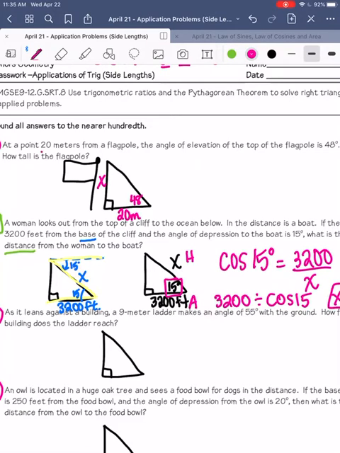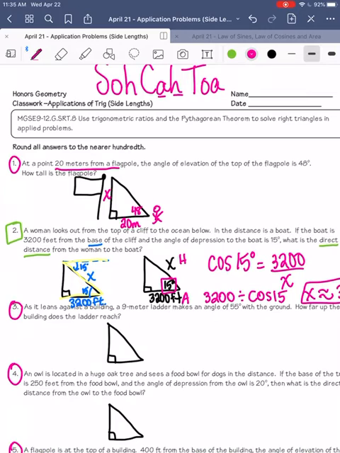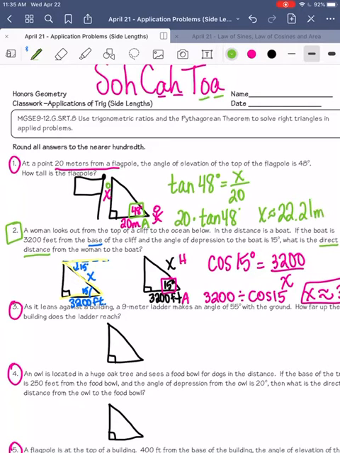The one that I think might have been difficult is from a flagpole. So you're standing here from the flagpole, so that's how that should go. And so now we can solve this. According to our 48 degrees, this is O and this is A. So that's tangent of 48 degrees, and TOA is O over A, and then this is a multiply problem. So 20 times tangent 48, that's how we're typing it into the calculator, and so X is approximately 22.21 meters. Okay, so that's that one.